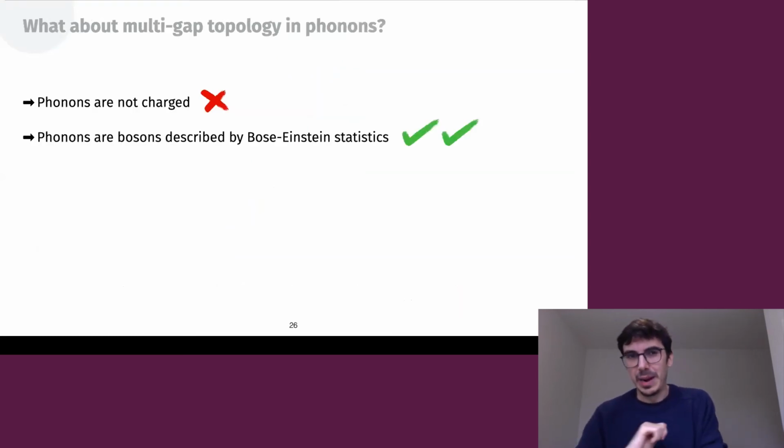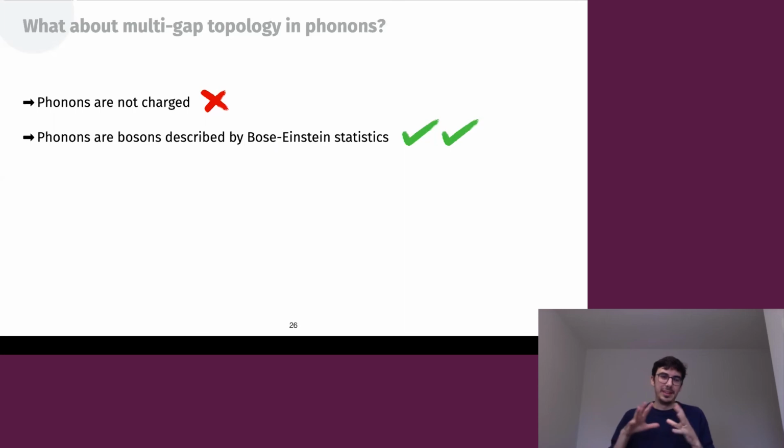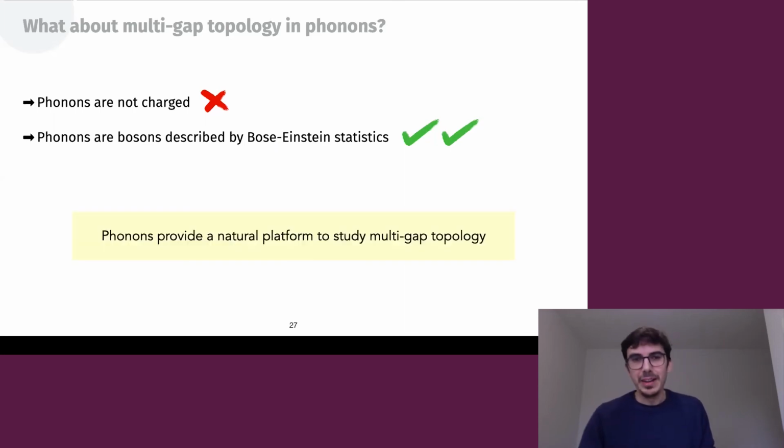But you can probably now see where I'm going. In the case of phonons, of course, they're bosons, so we don't have a Fermi level. So in a sense, phonons provide the natural platform to study multi-gap topology.